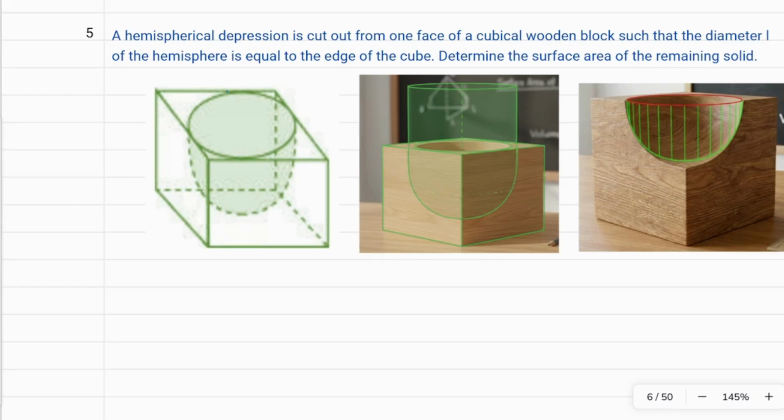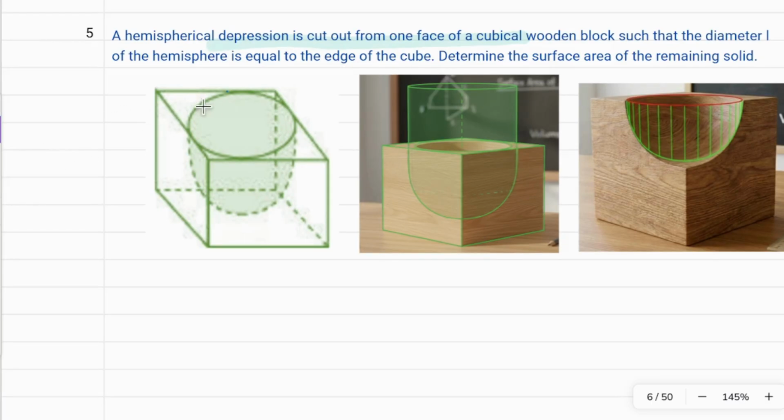Now, if you're observing the figure, in the question itself they have given us two hints. The first hint is that the hemispherical depression is cut out from one face of the cubical wooden block. A cube has how many faces? It has 6 faces, but here this groove is cut from where? From a single face, and the shape of the groove is a hemispherical shape. And the diameter of the hemisphere is equal to the edge of the cube.